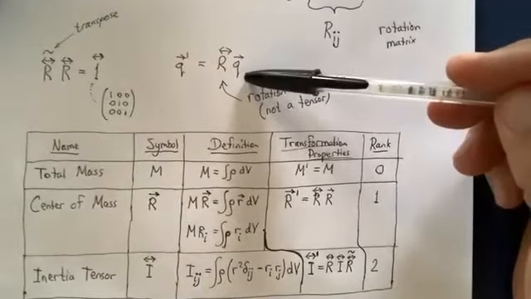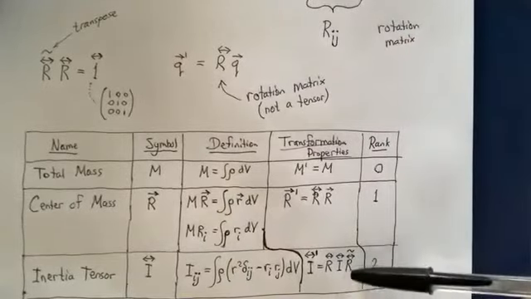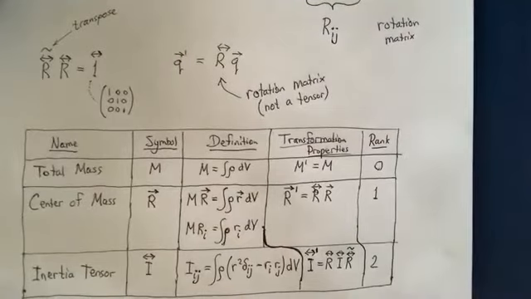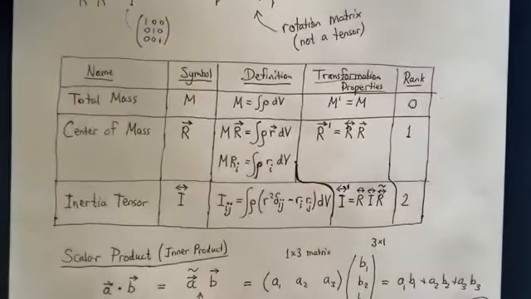So for something to be a tensor, it has to transform according to this rule for a rank 1 tensor. For a rank 2 tensor, it's like this. And for higher tensors, let's get another piece of paper here. You could consider higher rank objects. Let's go to a rank 3 tensor.